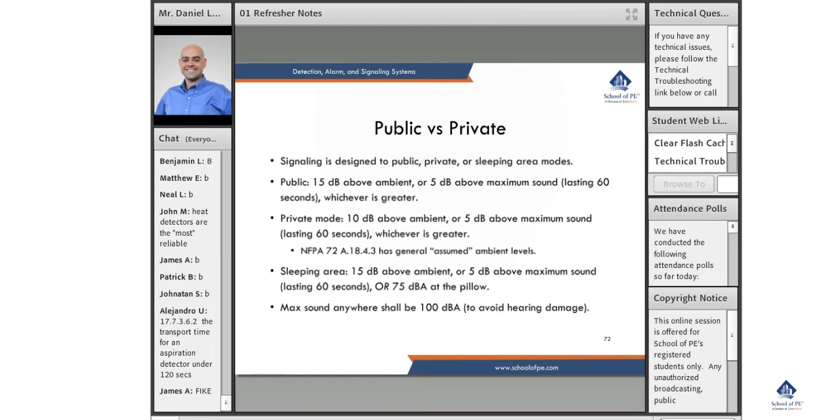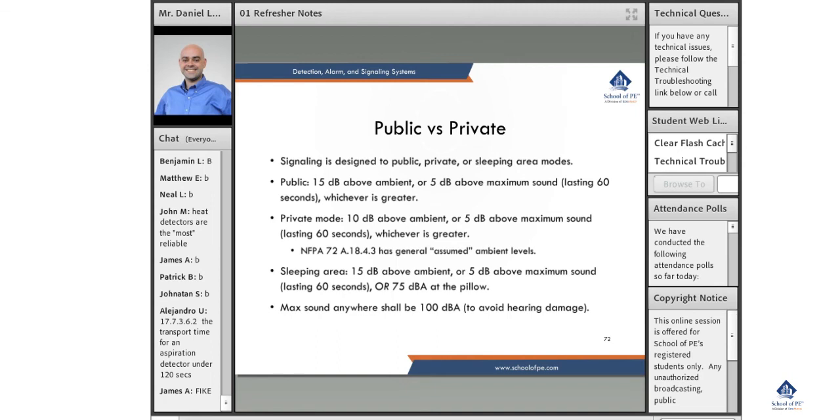Your notification considerations also must address public versus private signaling. Signaling, by and large, is designed to be public. It's to a wide area and all occupants in the building. But there's also private considerations and sleeping modes. So if you're in a public space doing public signaling, the signal given must be 15 decibels above ambient, or 5 decibels above maximum sound, which lasts a minimum of 60 seconds, whichever is greater.